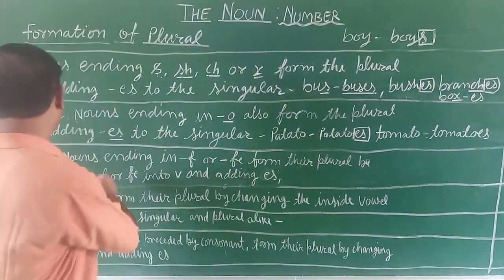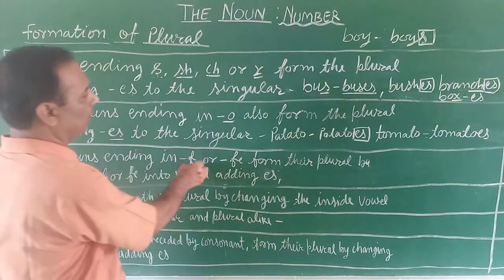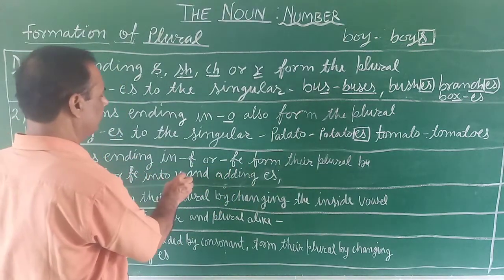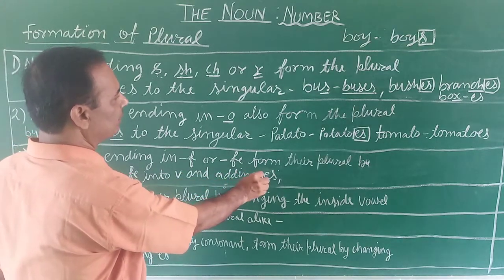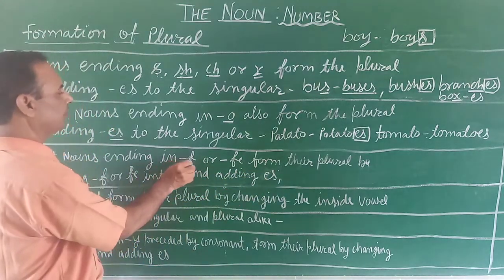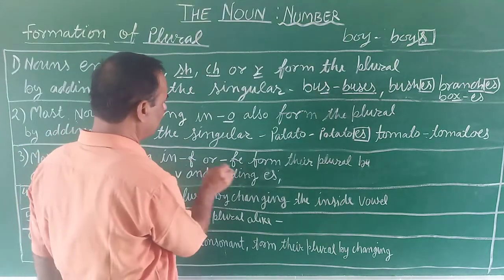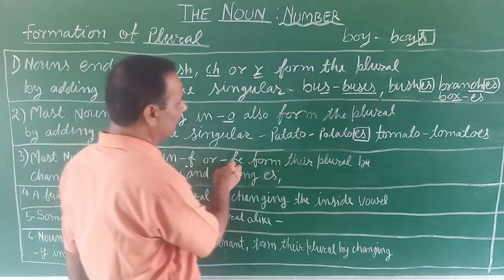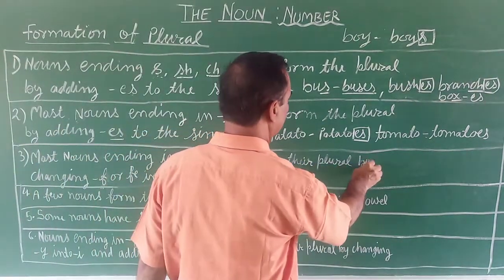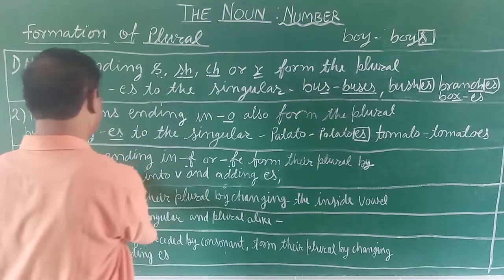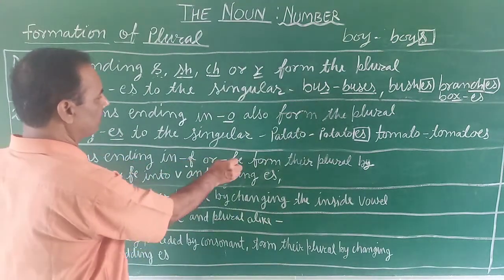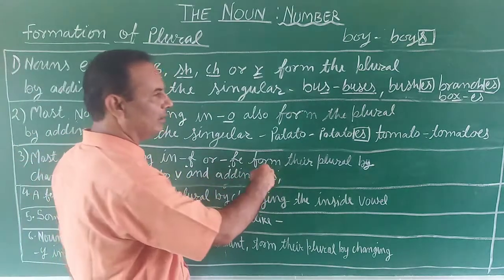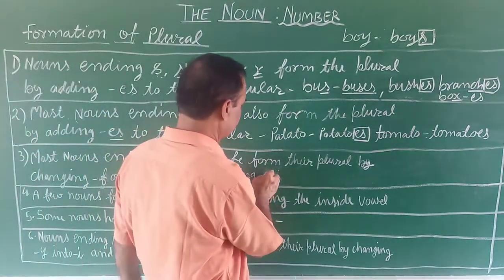Next rule. Most nouns ending in F or FE form their plural by changing F or FE into V and adding ES. The noun ends with F or FE, last alphabets are F or FE. Form their plural by what? By changing F or FE into V and adding ES.